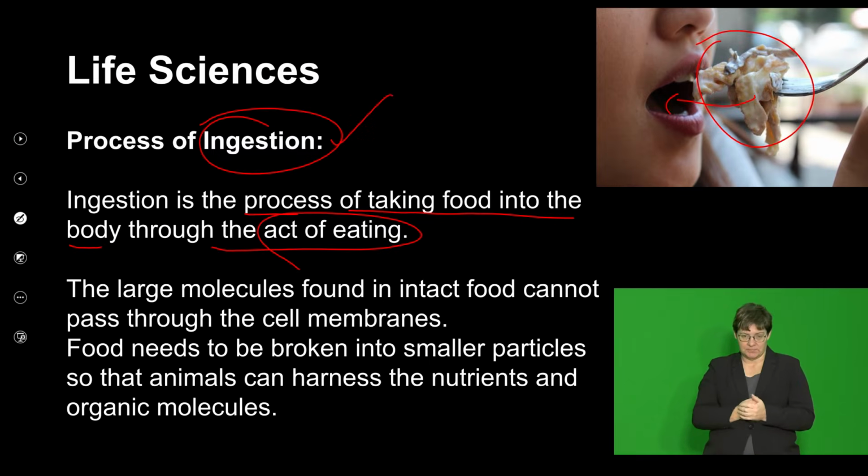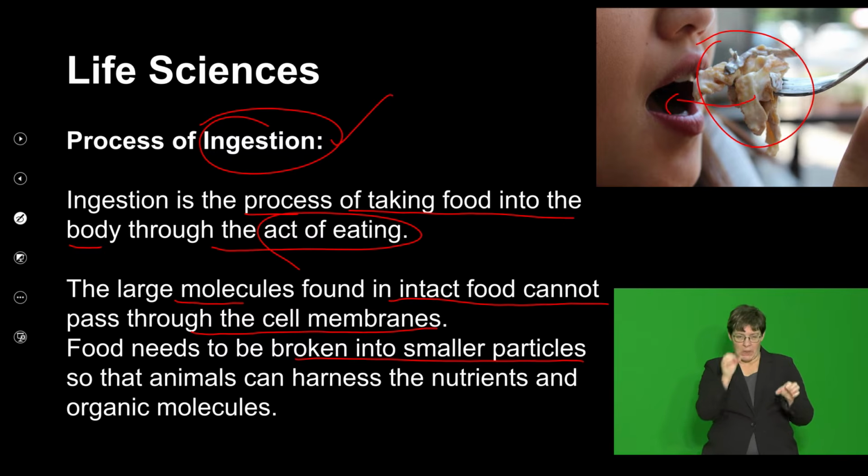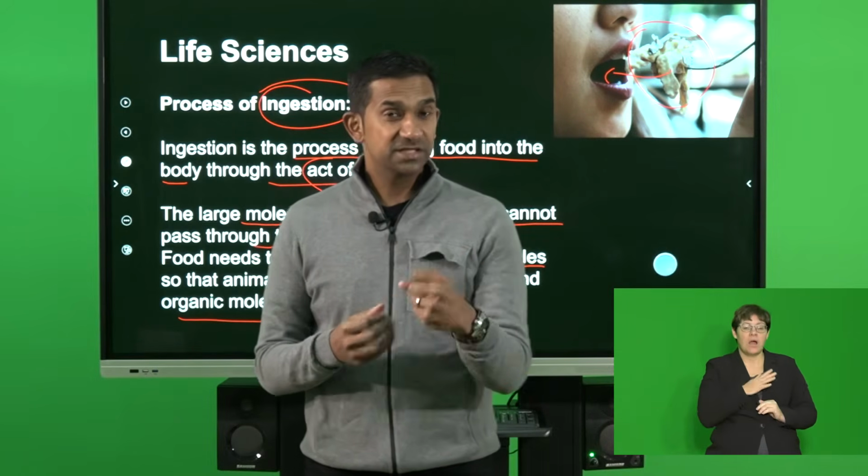Right, so the large molecules found in intact food cannot pass through the cell membranes. So we will say that food needs to be broken down into smaller particles so that animals can harness the nutrients and then the organic molecules. The process of nutrition is to be able to bring nutrients into the body.